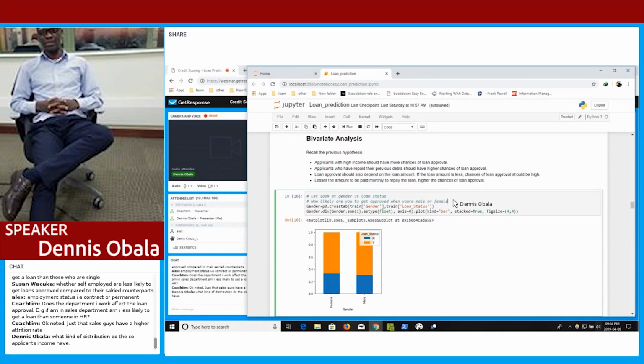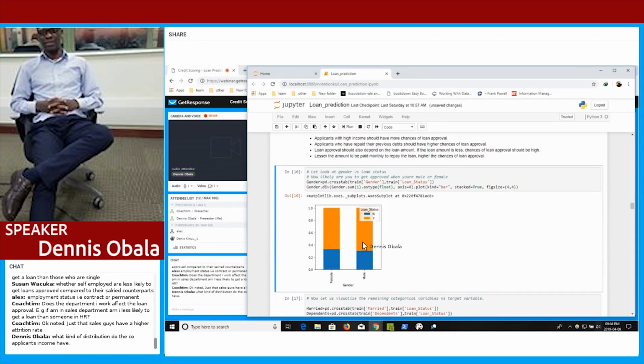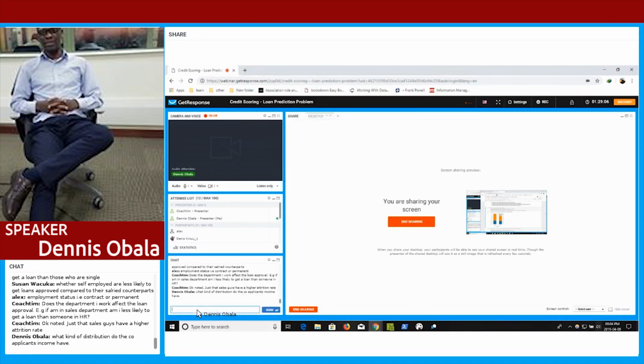For gender, we'll be asking whether a person's gender will actually determine the status of the loan, whether they will be approved or not approved. So we can run that. We can see here that the female gender actually has a slightly higher rate of approval.